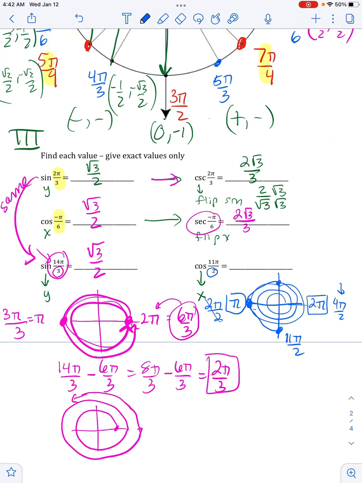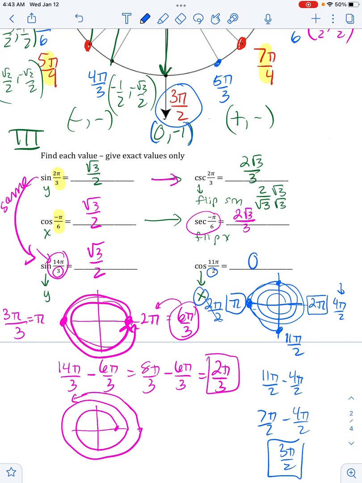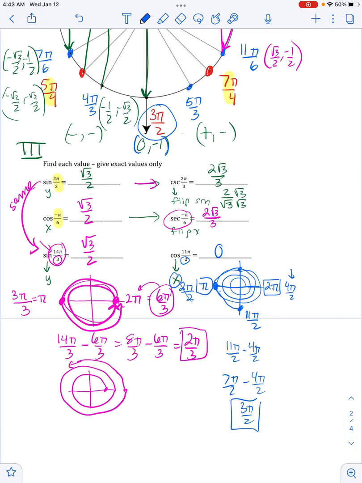So down here is my 11 pi over 2. If you want to start out and do it subtraction like I did the last one, you'd say all the way around is 4 pi halves. Now I'm at 7. All the way around again is 4 pi halves. Now I'm at 3, which is on my unit circle. So I'm at the bottom, and it's asking for the x. So my coordinates are 0, -1, and my x is 0.